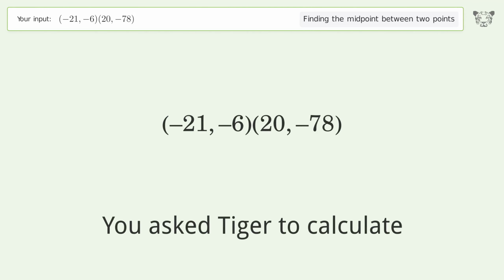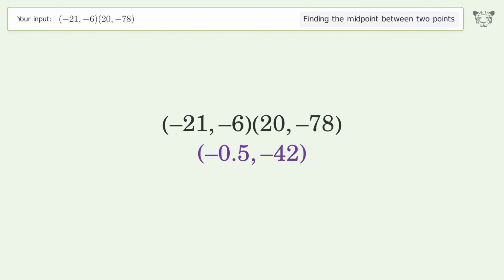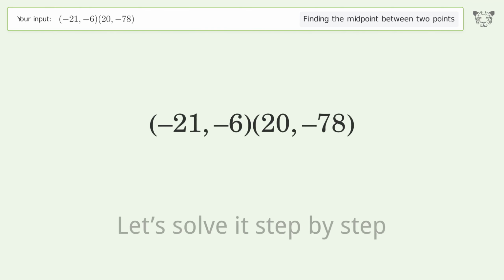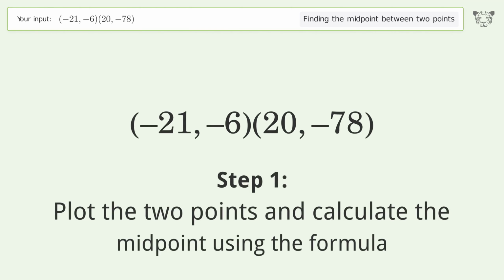You ask Tiger to calculate. This deals with finding the midpoint between 2 points. The midpoint between the 2 points is negative 0.5, negative 42. Let's solve it step by step. Plot the 2 points and calculate the midpoint using the formula.